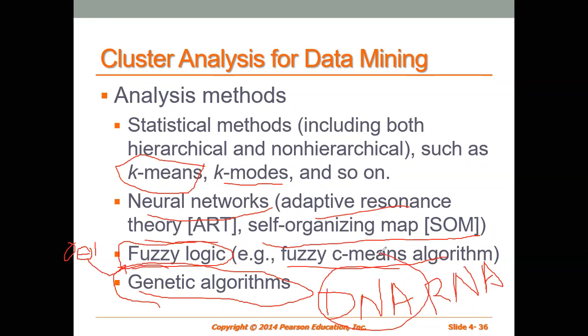DNA stands for... anyone? General knowledge question. DNA is deoxyribonucleic acid, and RNA means ribonucleic acid. So these are the two different things, and from these, genetic algorithms have been derived.